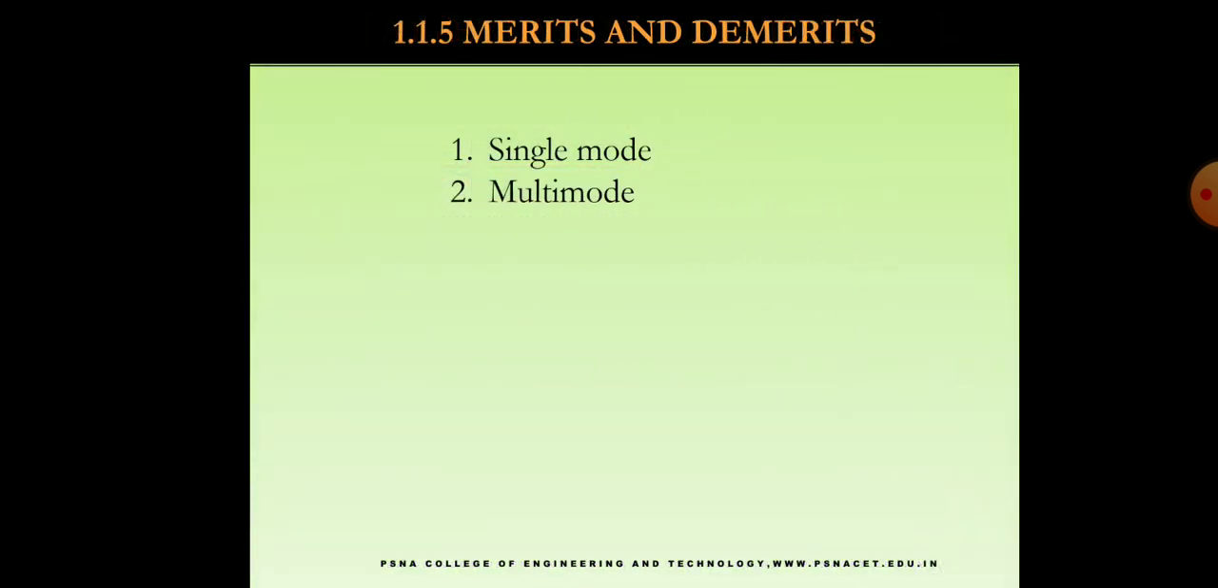And next, coverage of the merits and demerits. As mentioned, each has its own merits and demerits based on the target application. The major demerit of the multimode optical fiber cable is that broadband RF signal cannot be propagated through it.